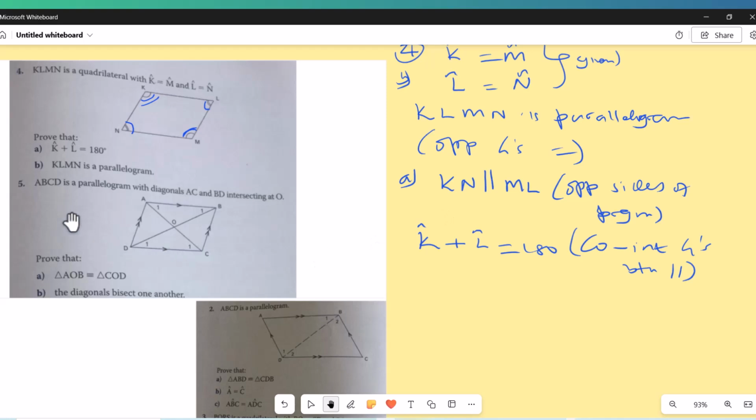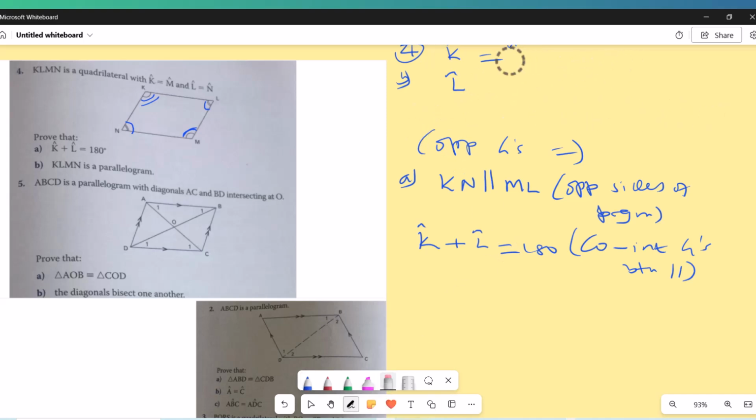Now they said question 5 that ABCD is a parallelogram with diagonals AC and BD intersecting at O. Prove that triangle AOB is congruent to triangle COD. Let me clean up this part now, guys. I can have enough space here. I'm cleaning up this now.